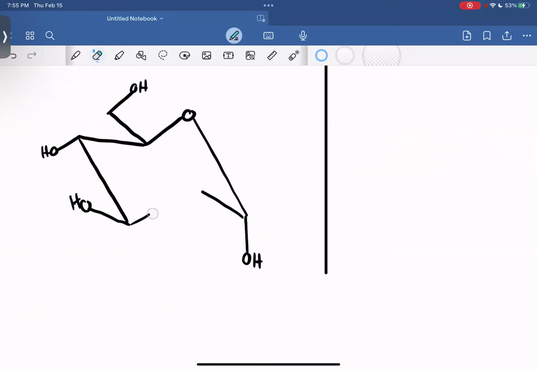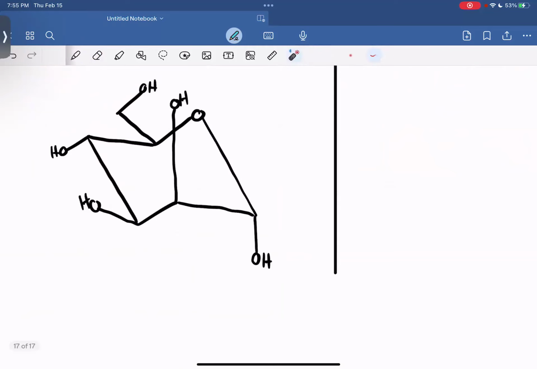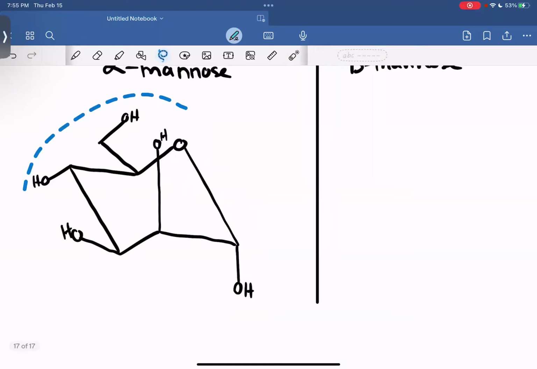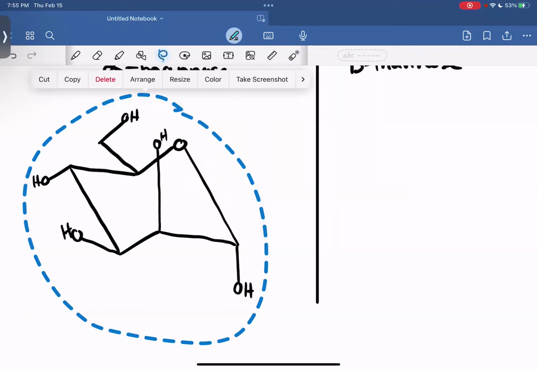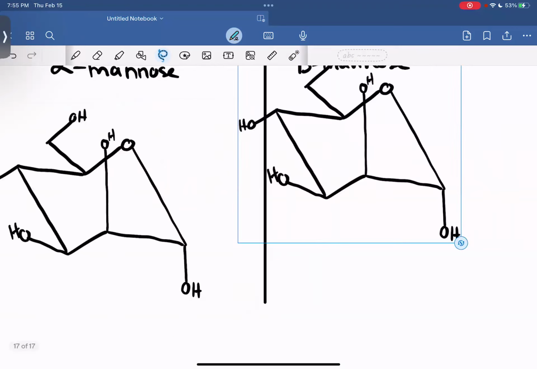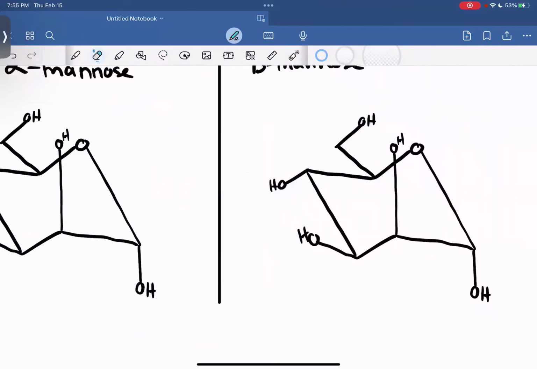And this one takes a little bit of artistic ability because this one is going to go up like that. Depending on the semester, sometimes it's drawn all the way up like this, or you could draw it up in the middle there. Okay, so for this video, let's draw it all the way up. So that would be alpha mannose. And this one here is going to be beta mannose.